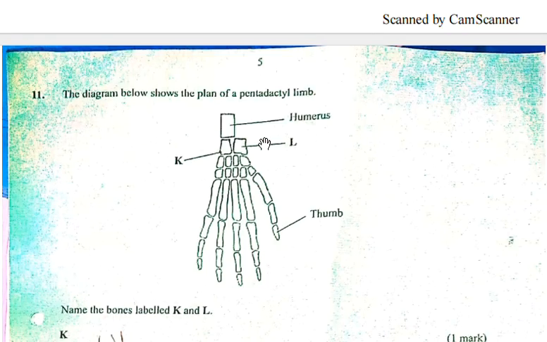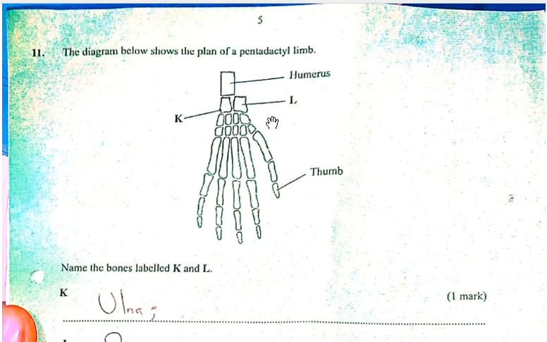Question 11. We have a plan of a pentadactyl limb. Name the bones K and L.